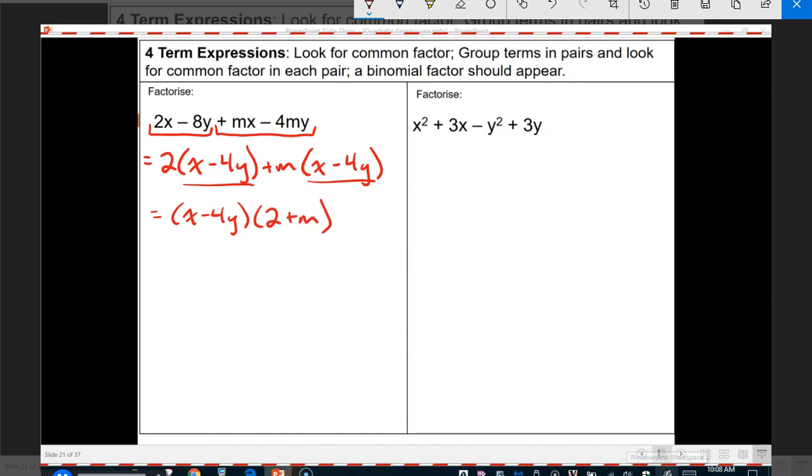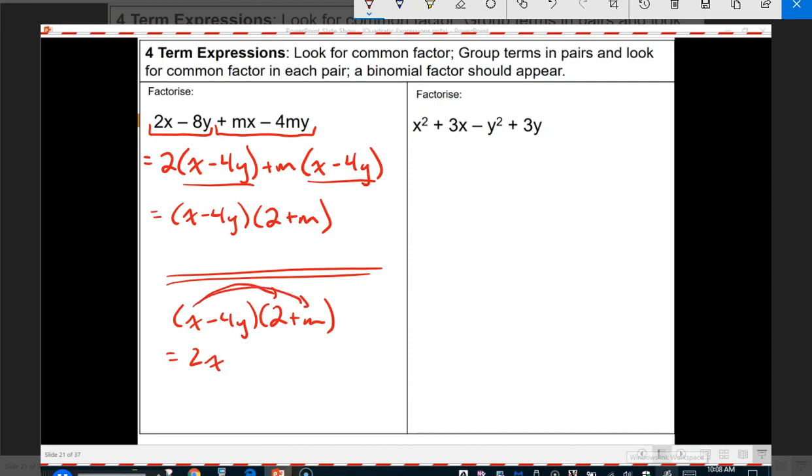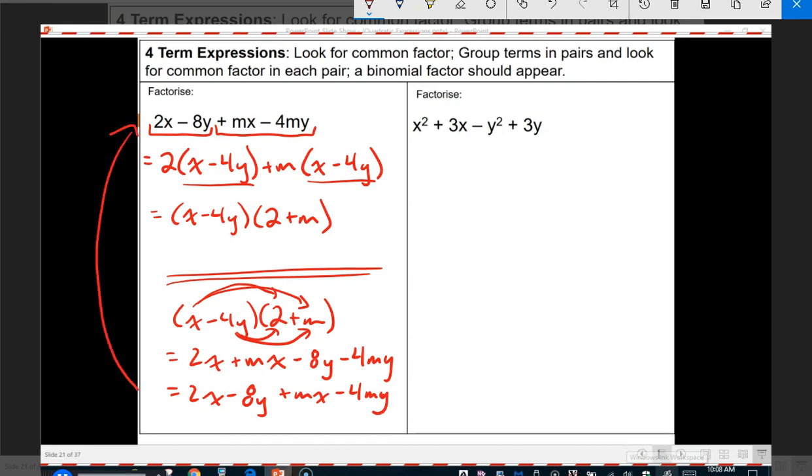And guys, if you want, you can check by expanding. So if I did x minus 4y times 2 plus m, guys, this is just a check. You can do this in your head. FOIL. x times 2 is 2x. x times m is positive mx. Negative 4y times 2 is negative 8y. And negative 4y times m is negative 4my. Okay? And guys, we can rearrange it to look like that. So we can make it say 2x minus 8y plus mx minus 4my. So these two are the same.